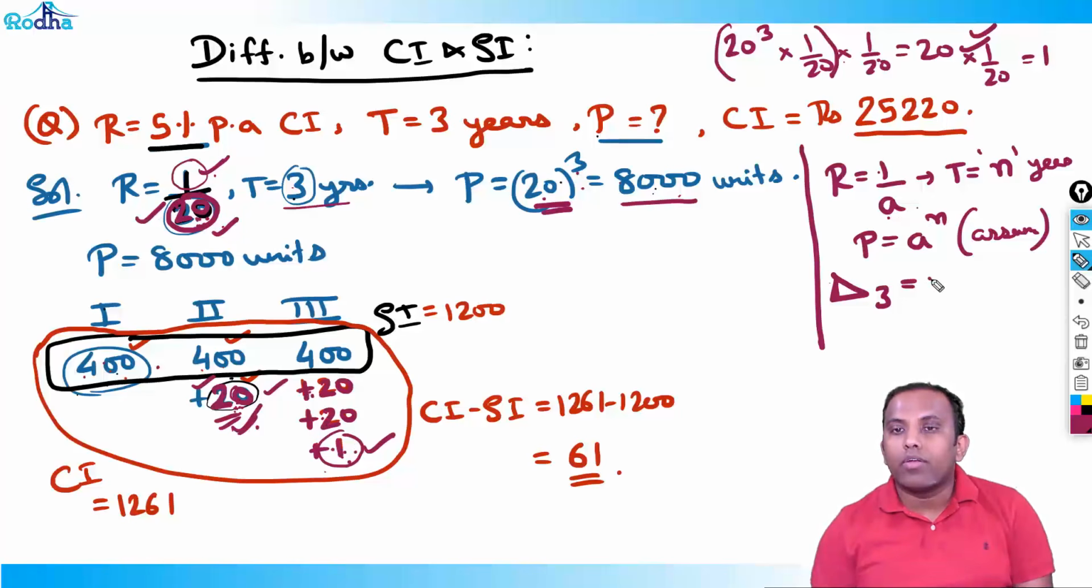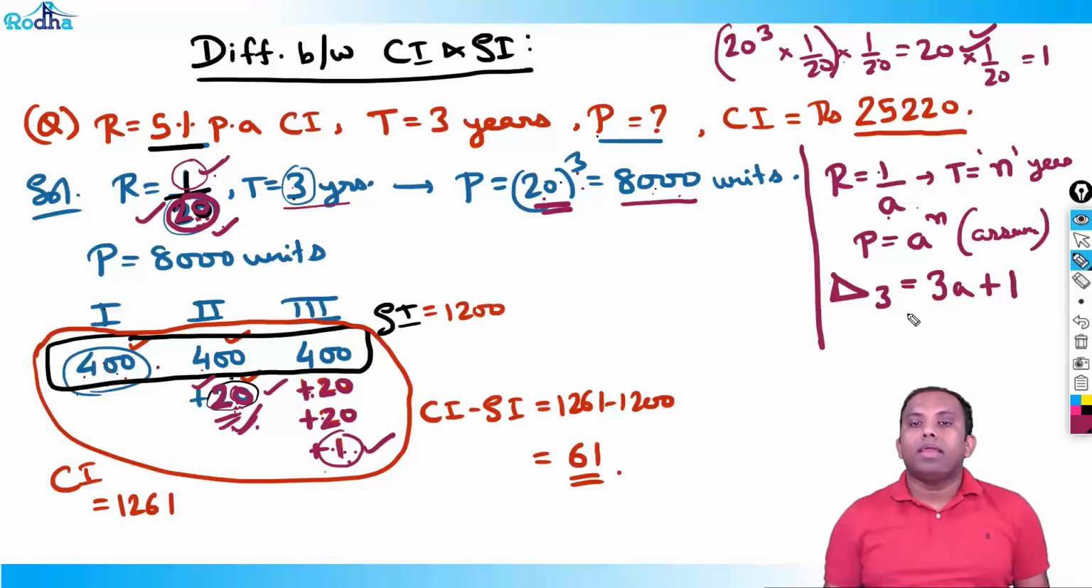20 here is A. So I'll write here del 3 is 3 into A plus what? Plus here this 1. Plus 1 here. So in this case, if the rate percentage is in 1 by something form, it's always 3A plus 1.